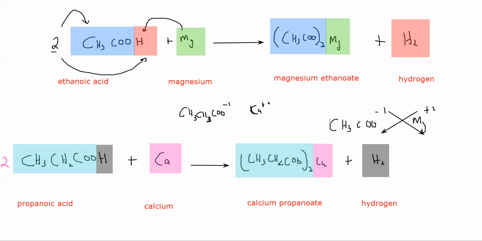So acid plus metal will give salt and hydrogen. Organic acid plus metal will also give salt and hydrogen, but the salt will be an organic salt. And it is named after the acid which is used to prepare it, which is reacting. If it's propanoic acid, it will be propanoate. If it is ethanoic acid, then it will be ethanoate. Is this clear?